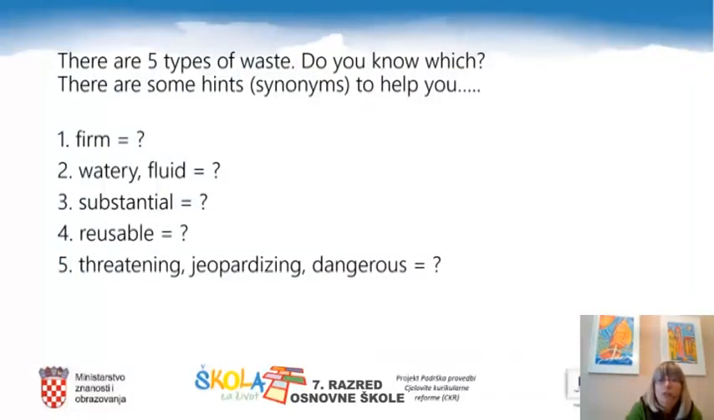There are 5 types of waste. Do you know which? Here you have some hints, synonyms to help you. For the first one you have firm, for the second type of waste you have watery or fluid, for the third type substantial, for the fourth reusable, and for the fifth threatening, jeopardizing or dangerous.